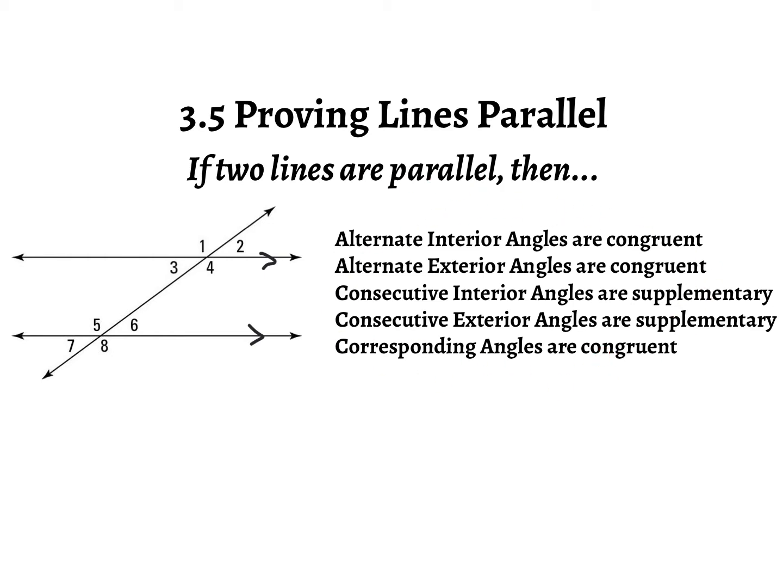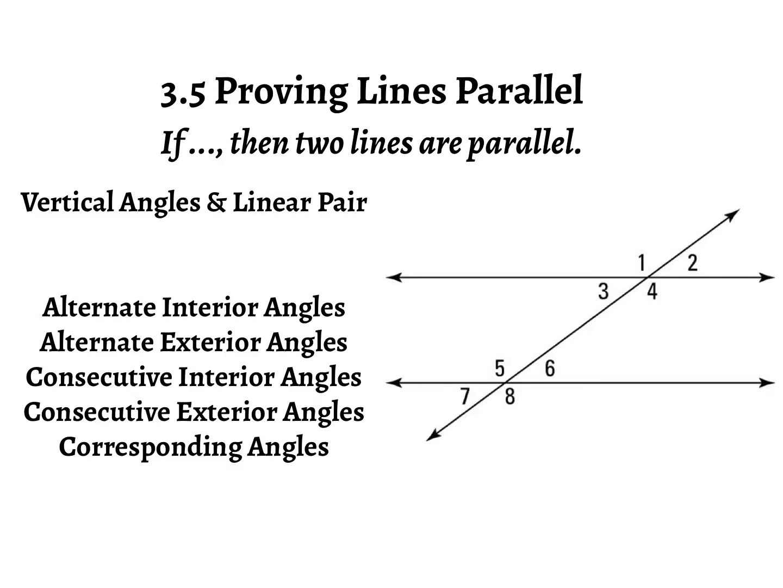In this video, it's called proving lines parallel. So we're going backwards. Our goal is to figure out which ones of these properties, of all of the properties that we know, say if these are true, then what lines are parallel? What becomes parallel as a result of the relationships that we know?